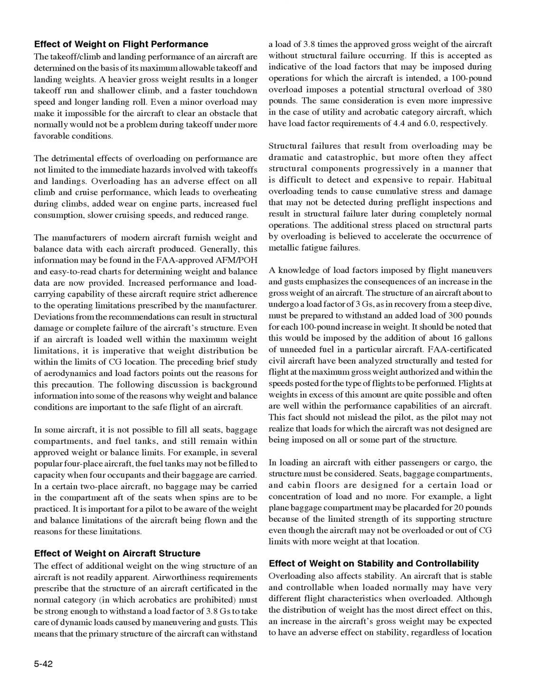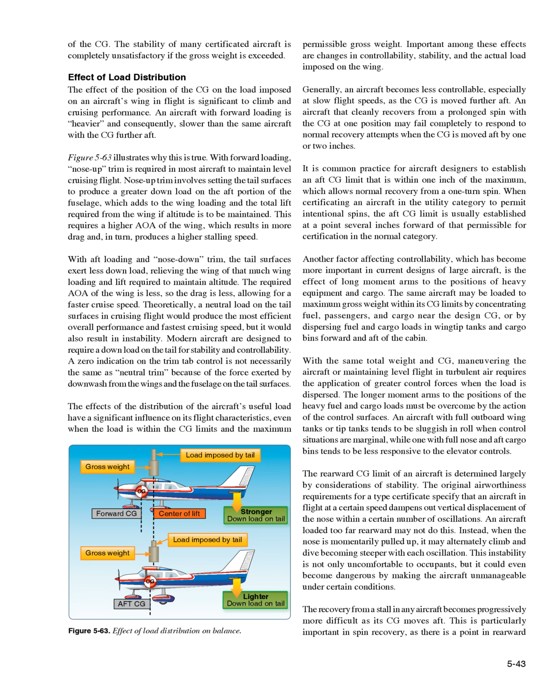Effect of weight on stability and controllability. Overloading also affects stability. An aircraft that is stable and controllable when loaded normally may have very different flight characteristics when overloaded. Although the distribution of weight has the most direct effect on this, an increase in the aircraft's gross weight may be expected to have an adverse effect on stability, regardless of location of the CG. The stability of many certificated aircraft is completely unsatisfactory if the gross weight is exceeded.